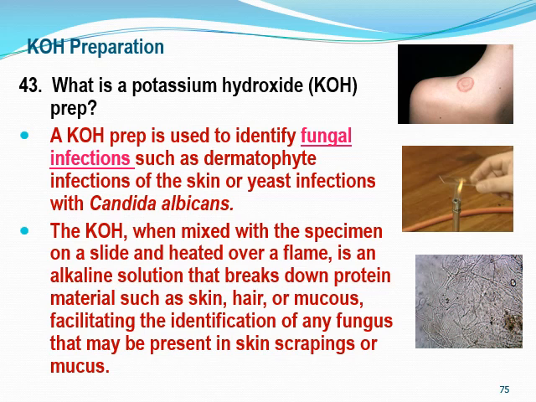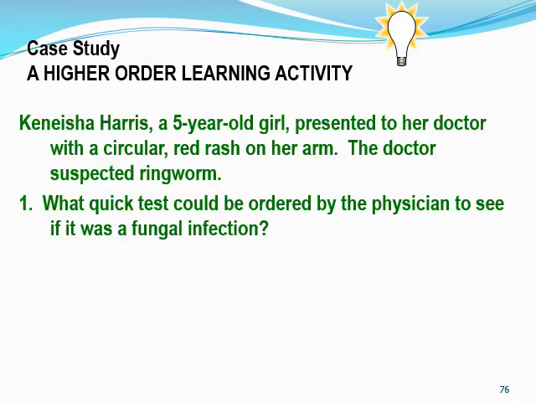And you want to make sure that the KOH preparation procedure check sheet is in your workbook, okay? And is demonstrated in procedure 8.4, located at the end of this section. So make sure you go through that. Make sure you go to those worksheets, and that you know how to demonstrate step by step how this is done. So the KOH, when mixed with the specimen on the slide and heated, you see it right there over that flame, the alkaline solution breaks down that protein material such as hair and mucus to clear it all away, so it helps facilitate the identification of any fungus that might be present in these specimens.